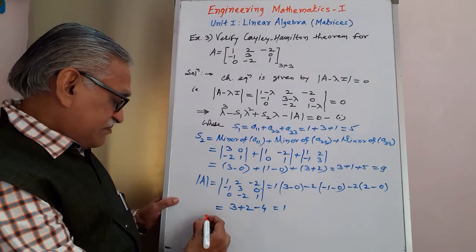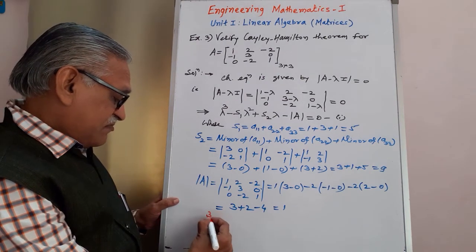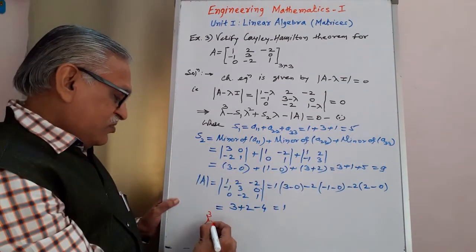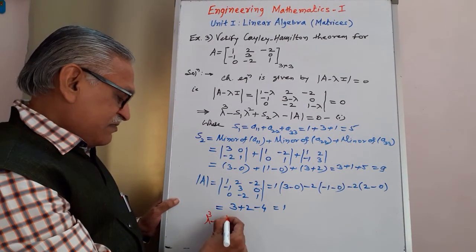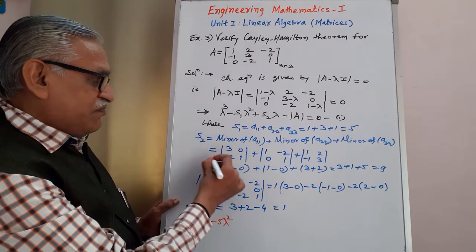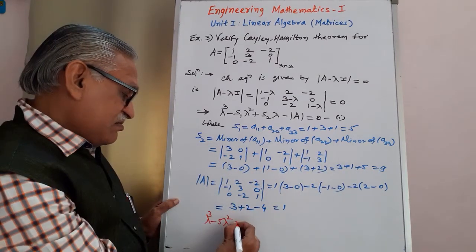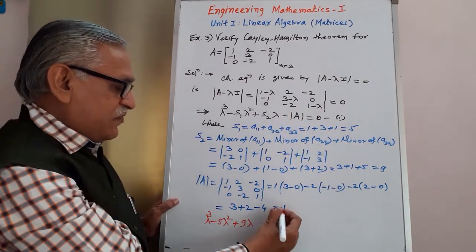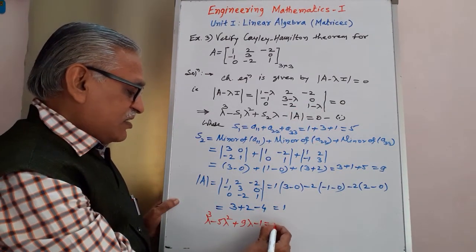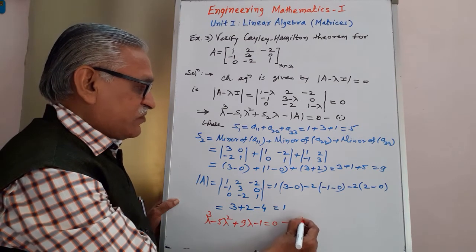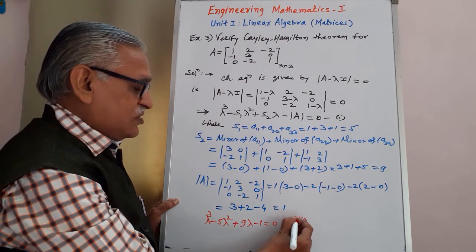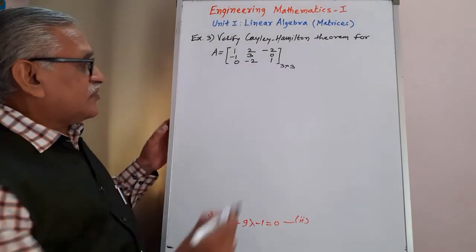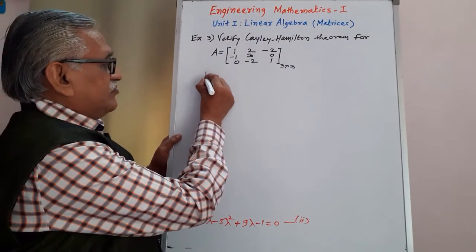Then substituting all these values here in equation 1, that equation 1 becomes lambda cube minus s1 lambda square. The value of s1 is 5, therefore 5 lambda square plus s2 lambda, 9 lambda, and minus determinant of A, minus 1, equals 0. We call this equation number 2, the required characteristic equation.